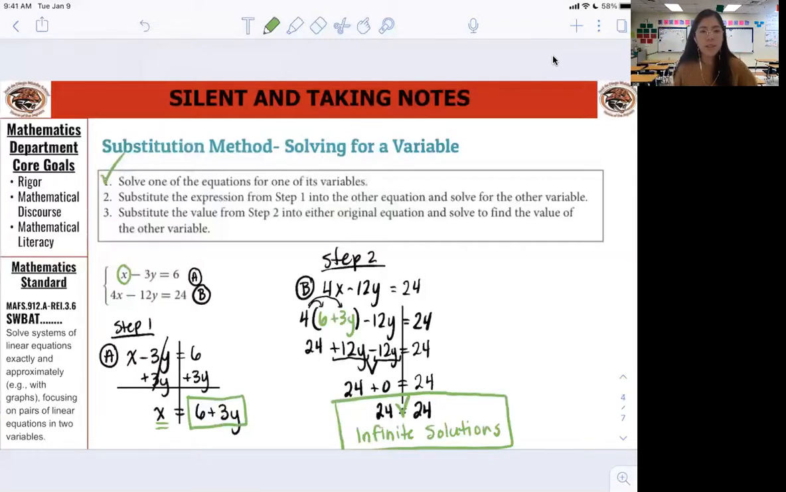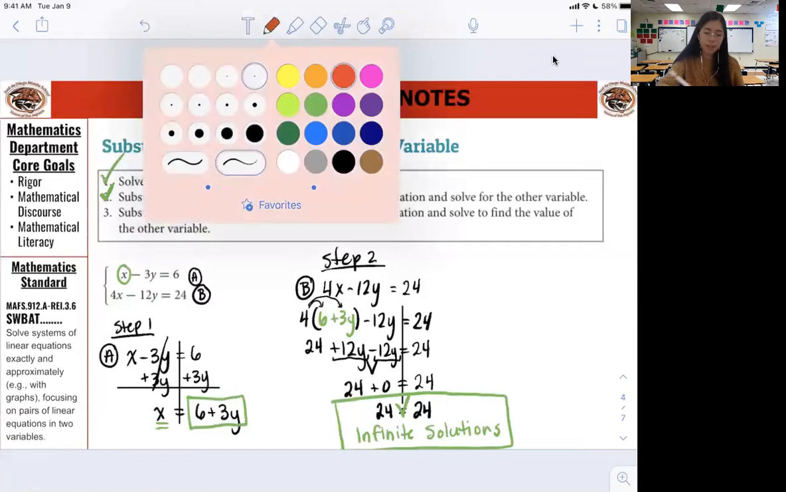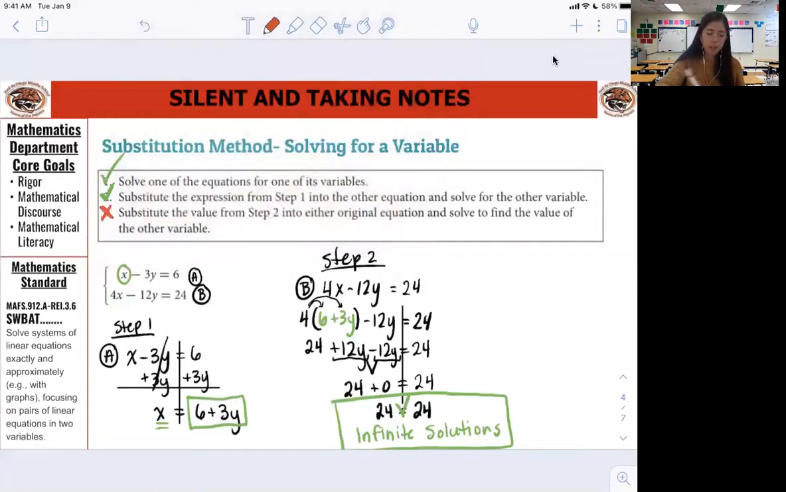All right, so that was problem letter C. And since we got to our final answer, we didn't even get to step 3. We do not need to do step 3. We can end at this point. We are done. Infinite solutions is my final answer.